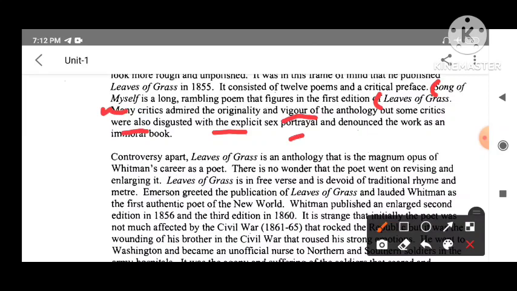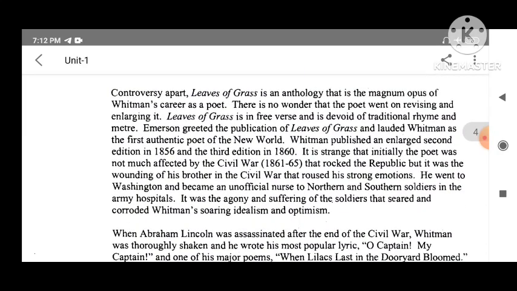So controversy apart, Leaves of Grass is an anthology that is the magnum opus of Whitman's character as a poet. There is no wonder that the poet went on revising and enlarging it. Leaves of Grass is in free verse and is devoid of traditional rhyme and meter.